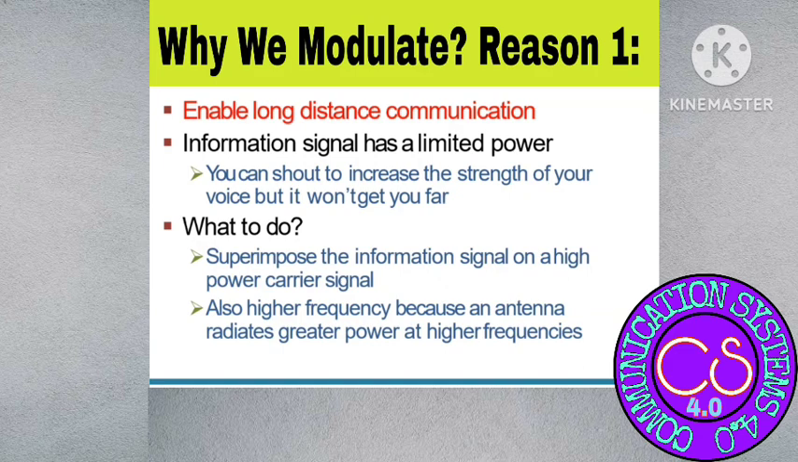So one thing we are going to modulate: we are going to take another signal, that is a carrier signal. We are going to superimpose our basic information signal, message signal, user data signal, on a high frequency and high power signal. That is actually the carrier signal. Also high frequency, because an antenna radiates greater power at higher frequencies. So the first reason is that.